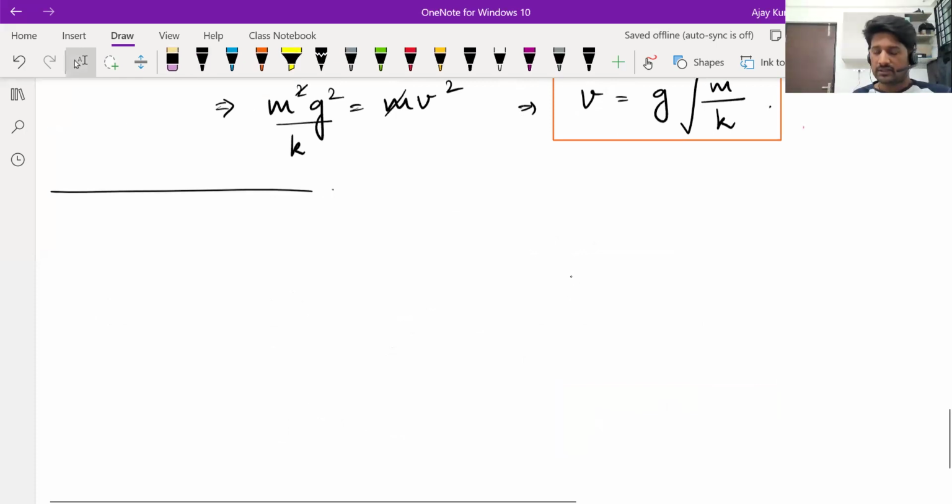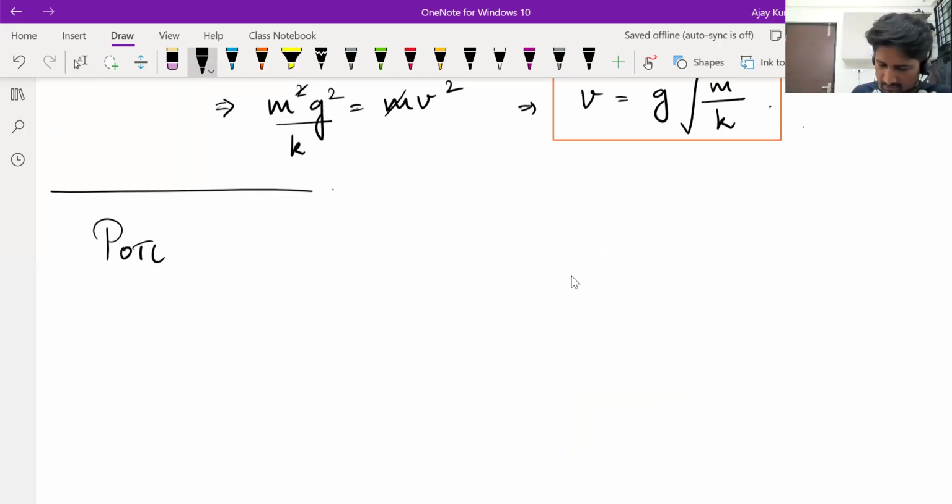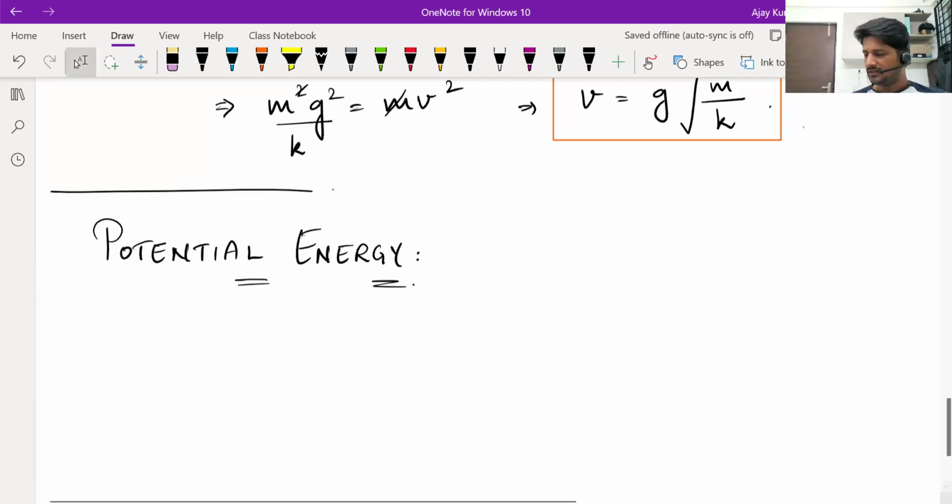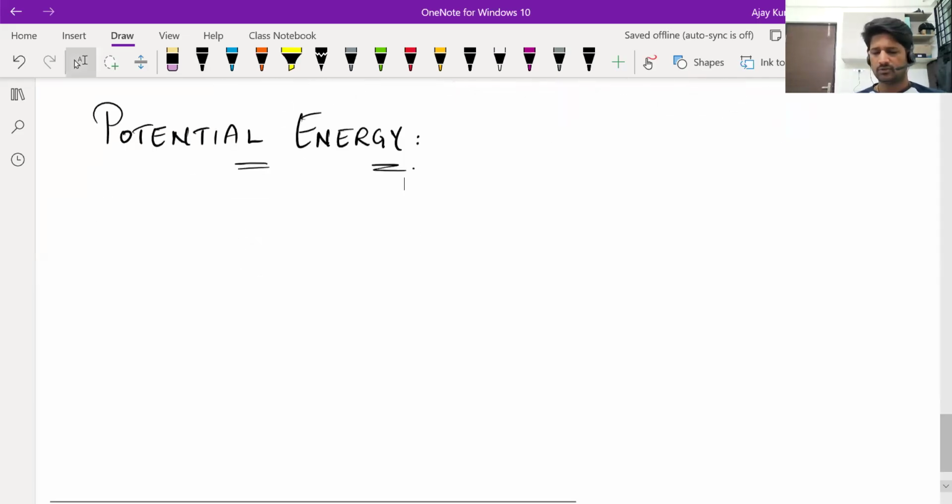The next thing we need to discuss is potential energy. Last class we had discussed two types of forces called conservative, non-conservative. Okay. Can one of you tell me when a force is said to be conservative? Or what kind of forces are said to be conservative?